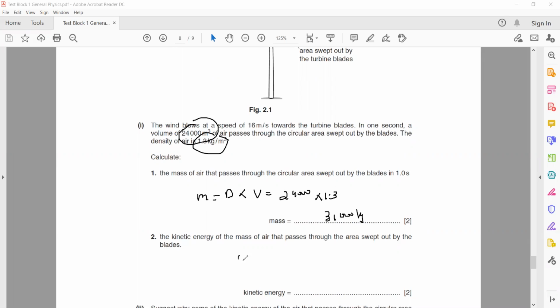Then we need kinetic energy, which is half mv square. Always write the formula first. 1 mark is for writing the formula and the second is for the answer. So 0.5 multiplied by 31,000 multiplied by the speed, which is 16 square. When you substitute this, you will get approximately, this is normally a rounded-off answer. You don't have to round off. What you get, you will write the same, but the rounded-off answer is 4 exponent 6. It's not exactly 4 exponent 6. It's rounded off to 4 exponent 6.